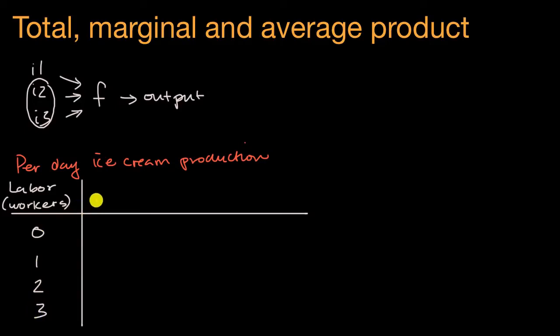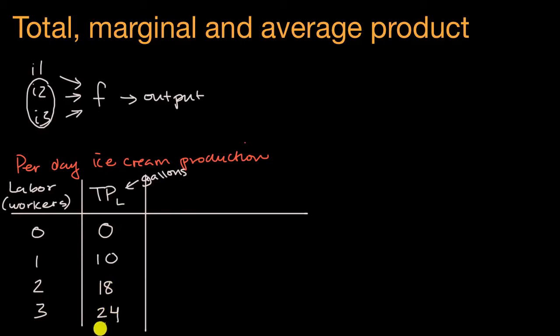Now our next column would just be our output. And we'll say that's our total product as a function of labor. TP standing for total product. And let's say that we know if we have 0 people working in our ice cream factory, well, then we're going to produce 0 gallons of ice cream. And let's just assume that our output is in gallons, and it's gallons per day. If we have 1 worker at our factory, then we're going to be able to produce 10 gallons a day. If we have 2 workers at our factory, we're going to produce 18 gallons a day. And if we have 3 workers at our factory, let's say we can produce 24 gallons a day.